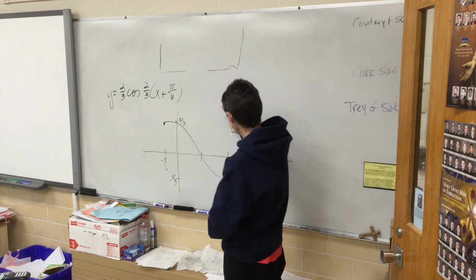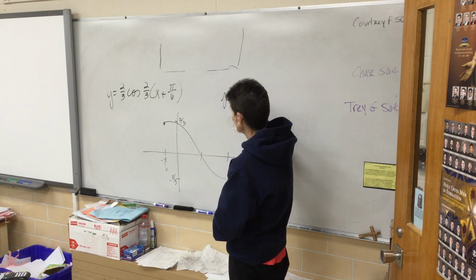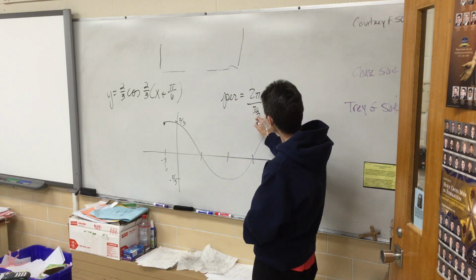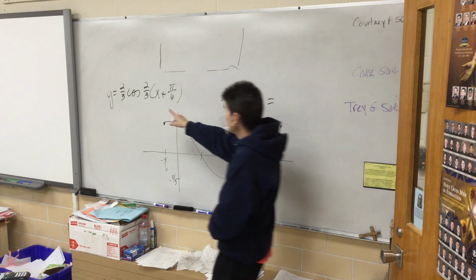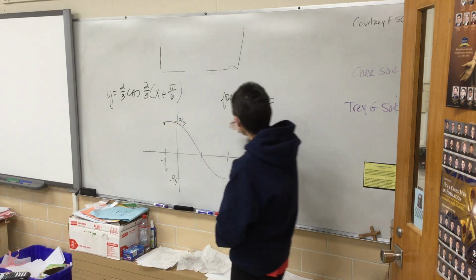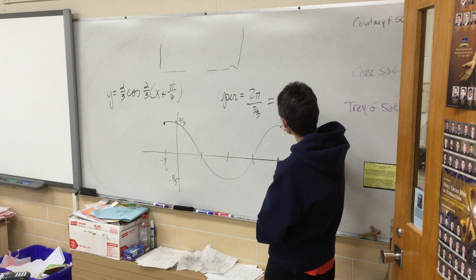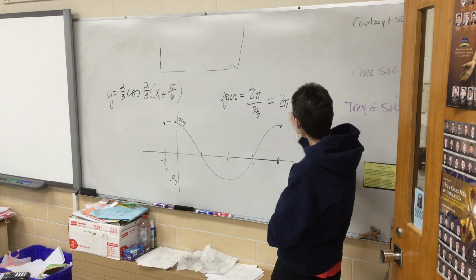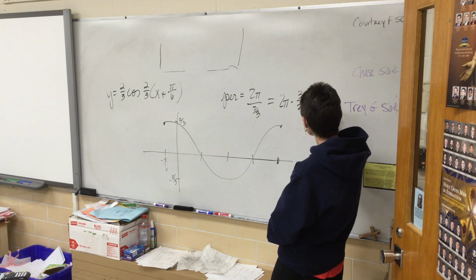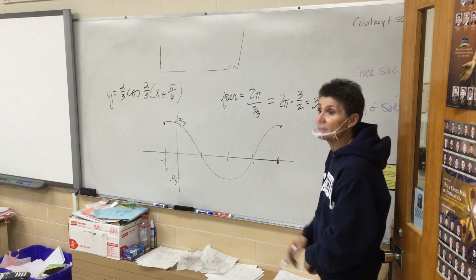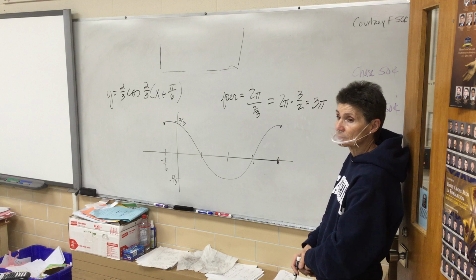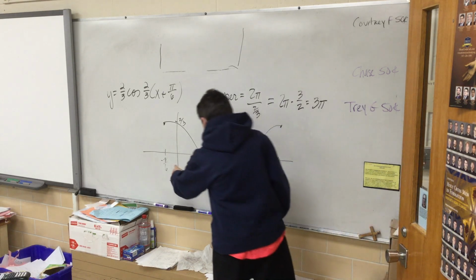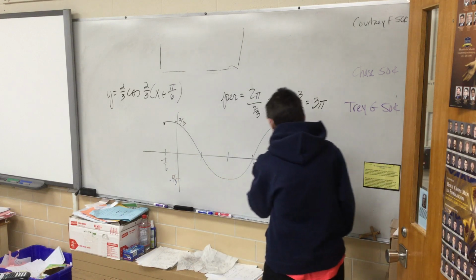What's the period of cosine? 2 pi normally. But we are dividing by 2/3, which is 2 pi times 3/2. So that means that distance from beginning to end is 3 pi. So I've got to start here, and I've got to travel 3 pi.